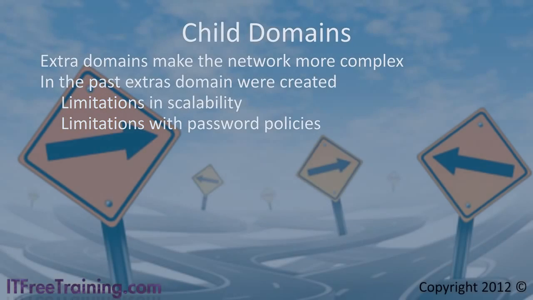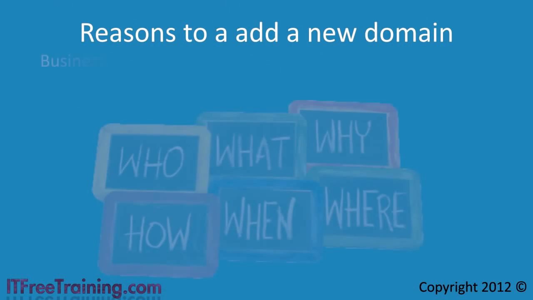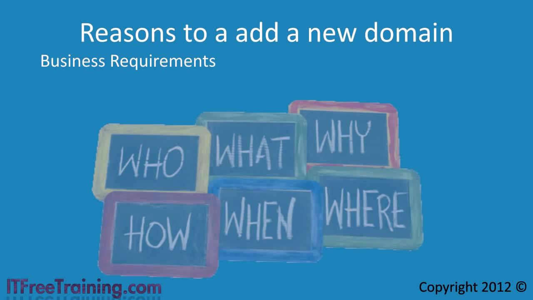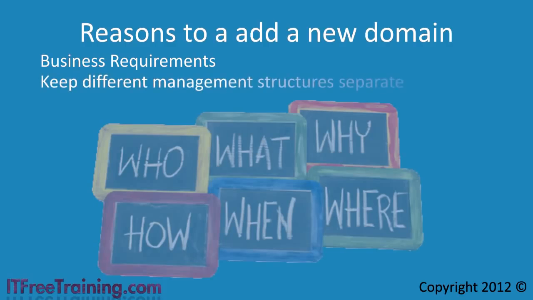There are times when you need to add a child domain. In most cases, this will be because of business requirements. Active Directory gives you the ability to separate departments and even different companies into different management structures. In some cases, the business may decide they want different domains to keep business management separate. This may come down to different business units having different budgets, and this makes sharing resources, such as servers, difficult.